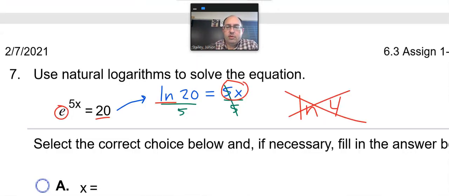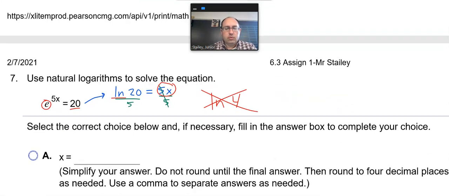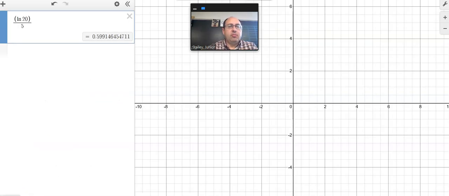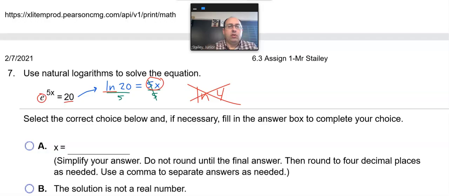Okay, how many places do we have to round to? 4 decimal places. All right, so what do we got there? 0.5991. Come on, I said I'm writing 0.5991.